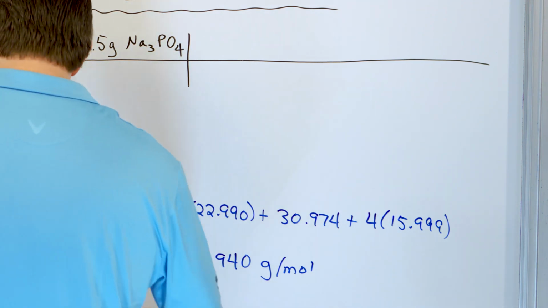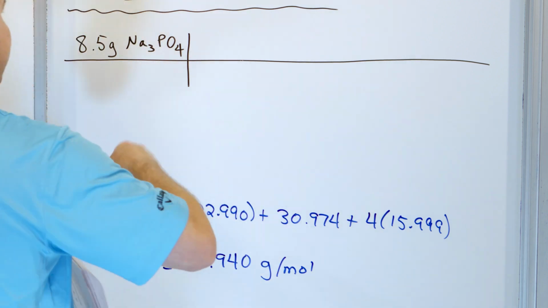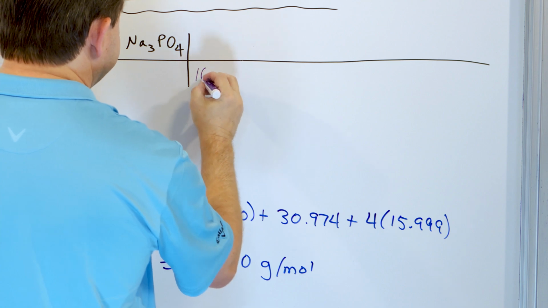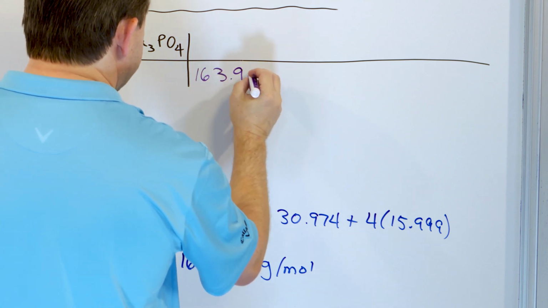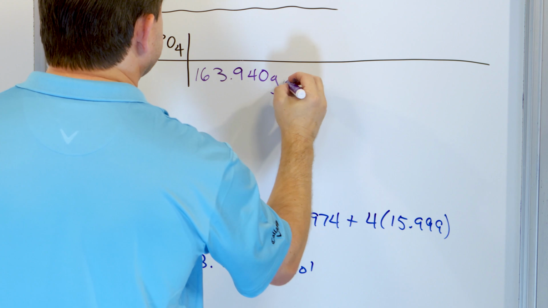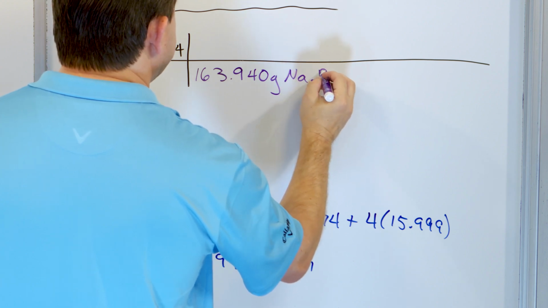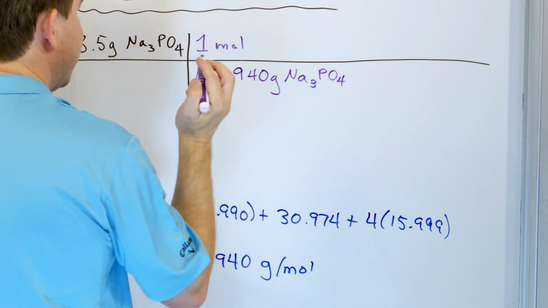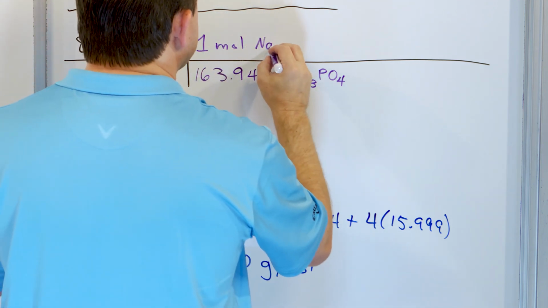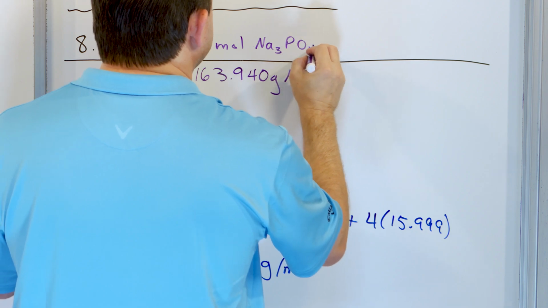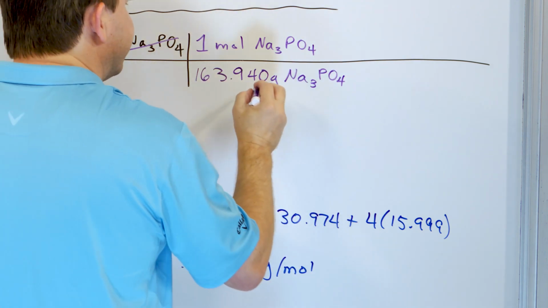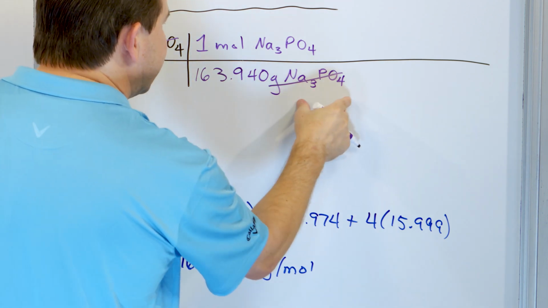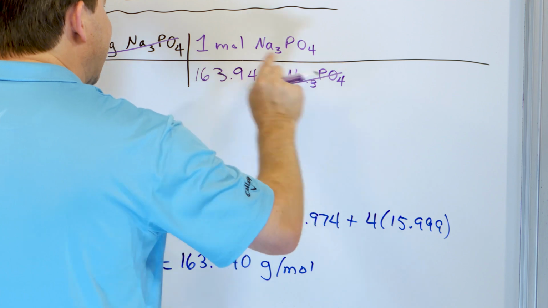So then what we do is we jump upstairs and we use that to convert from grams of this compound to moles of this compound. So we know that it's 163.940 grams of Na3PO4 in 1 mole. 1 mole of what? You have to be explicit. Na3PO4. Now the grams of this compound cancel with the grams of this compound. So it's this many grams of this per 1 mole of this. So we cancel the units.